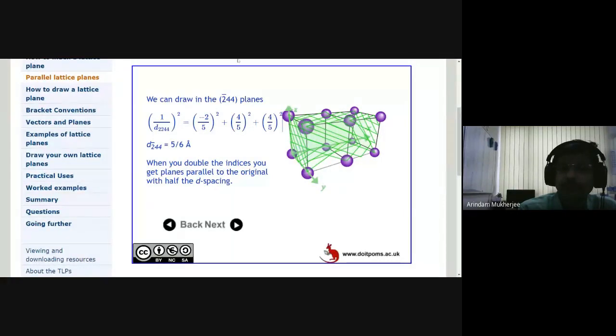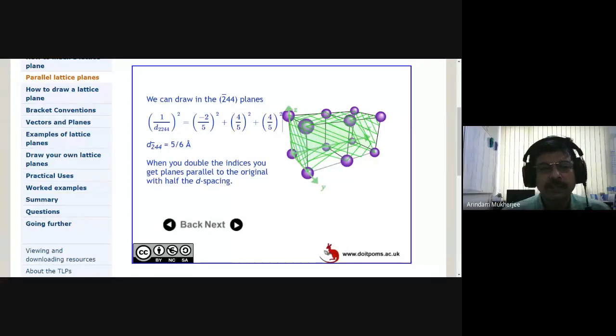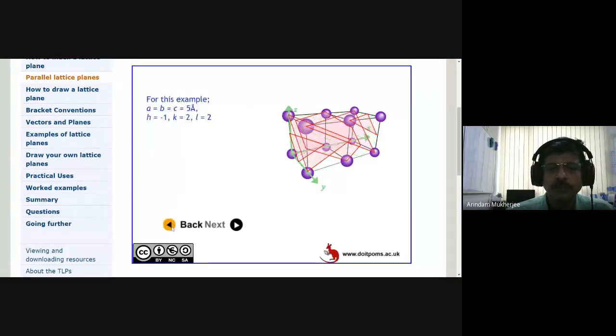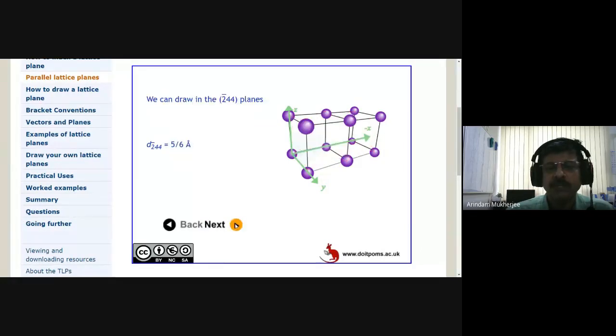As a result, when you are multiplying by bigger numbers, the planes that you are seeing are parallel planes and they are just closer to each other now. So the d spacing is going to change accordingly. Since 2 and 4 are related by half to each other, 1 bar 2 2 and 2 bar 4 4 will also be related by half. So when you double the indices, the parallel planes will have half the d spacing. The earlier one was 5 by 3, and when I took this plane, it becomes 5 by 6 angstrom.